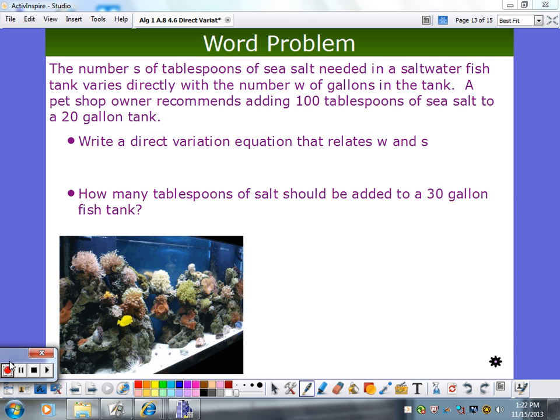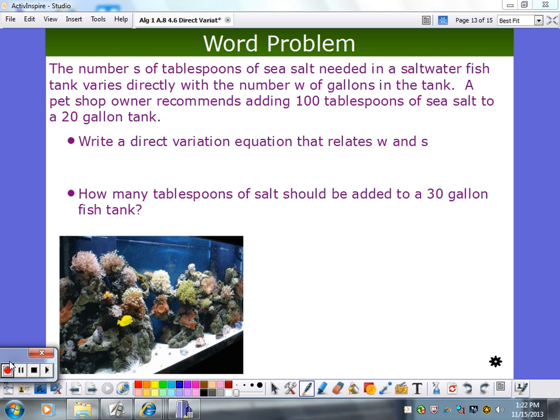So, yes, as we know, life is a word problem. Nobody comes up to you and says, here's 2 and 5, and I think they're a direct variation. Can you tell me the equation? Nobody's doing that. They're saying, I've got this huge problem. I'm trying to set up my saltwater fish tank. Anybody ever have one of those things? We have a giant freshwater one. Well, we want salt water now. So we're getting these creatures from the ocean.